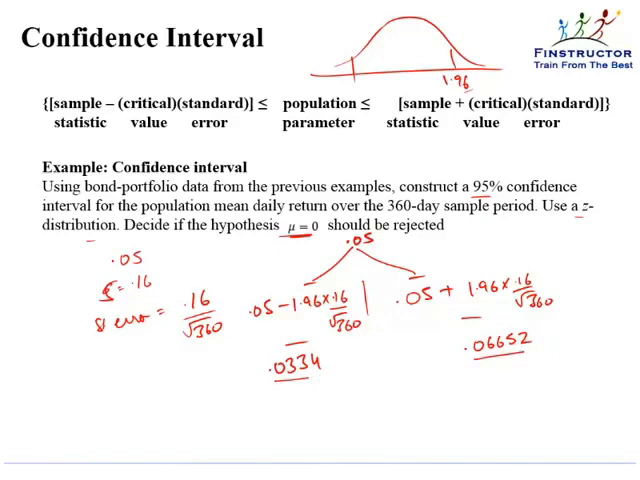or 0.06652. Does mu equal to 0 fall in this range? Does the hypothesis of 0 fall in this range? 0 is outside the range. Hence, we can reject the null hypothesis that mu is equal to 0, which we already did from our regular test.